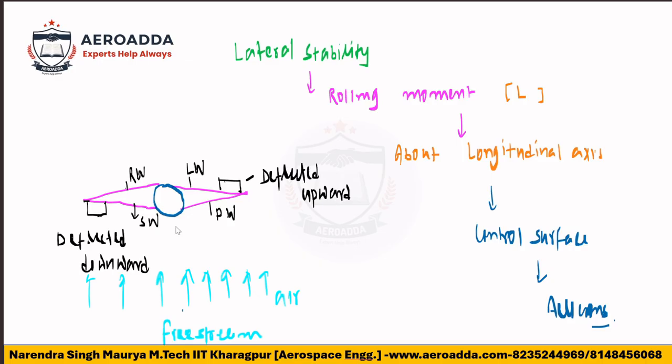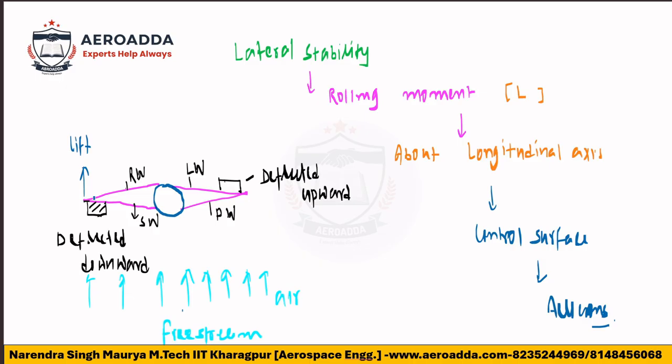So the concern is, if this is the right wing, this side, and this side the left wing. Now, if it is deflected in the upward direction, and this is deflected downward, if the aileron is deflected downward, what will happen? Think about it. If it is deflected downward, this side lift will be more, because it is deflected downward.